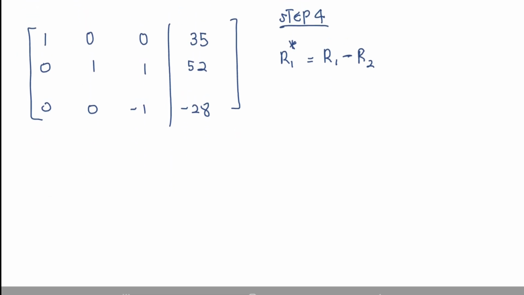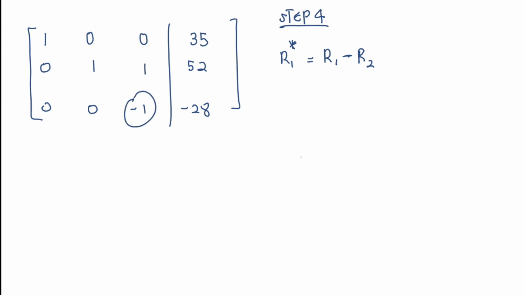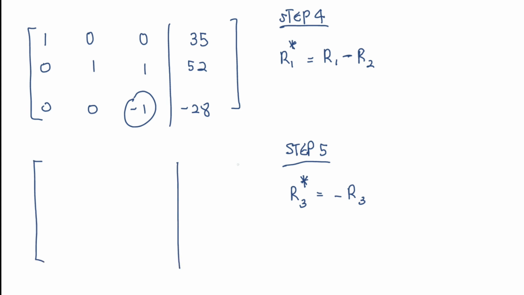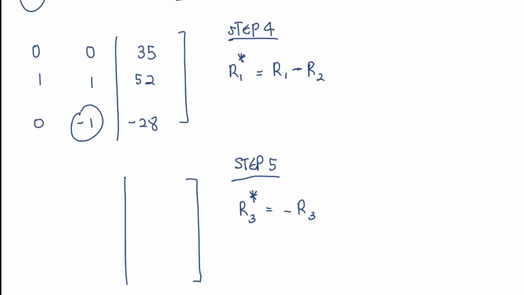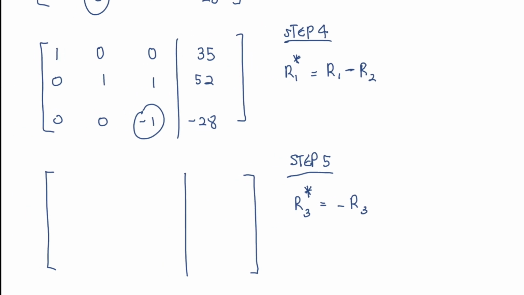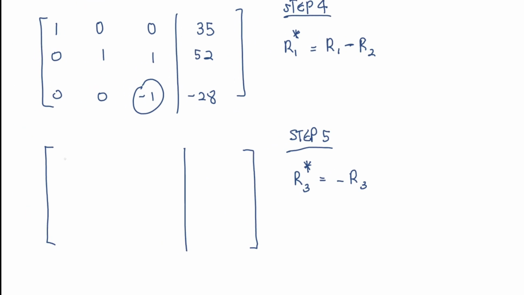We work on step 5 to obtain the element in the leading diagonal into 1. So the new row 3 is negative row 3. Then the solution will be 1, 0, 0, 35 and 0, 1, 1, 52, 0, 0, 1, 28.